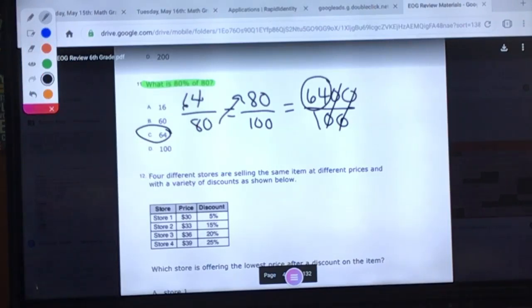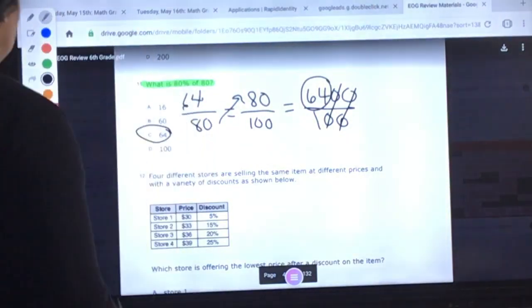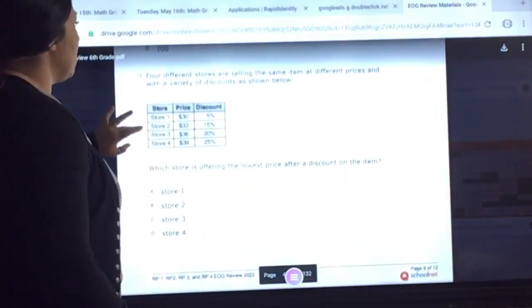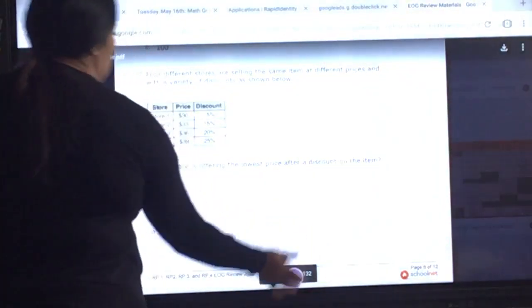Alright, you guys are moving on to number 12. Number 12 says, 4 different stores are selling the same item at different prices, and with a variety of discounts as shown below. So I want you to take your calculator and do 30 times 5%. And then raise your hand and tell me what you get.